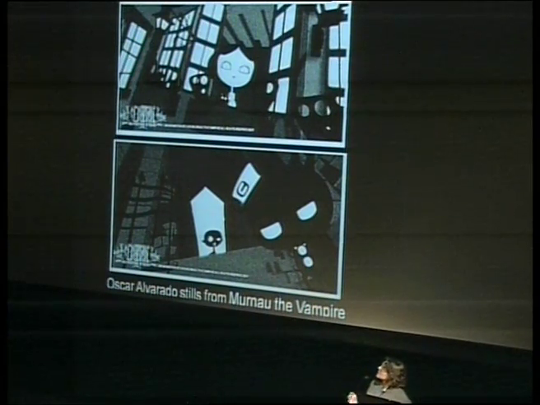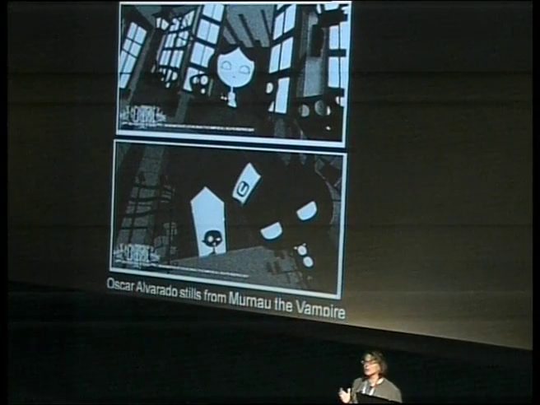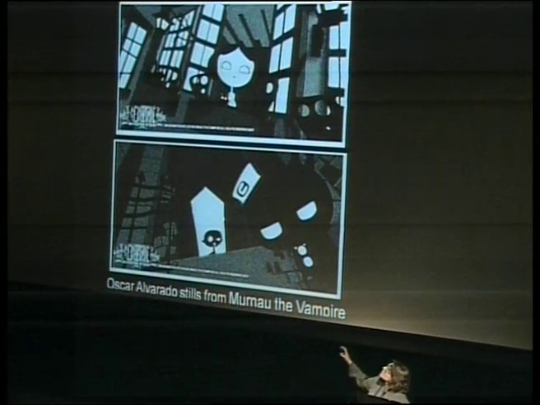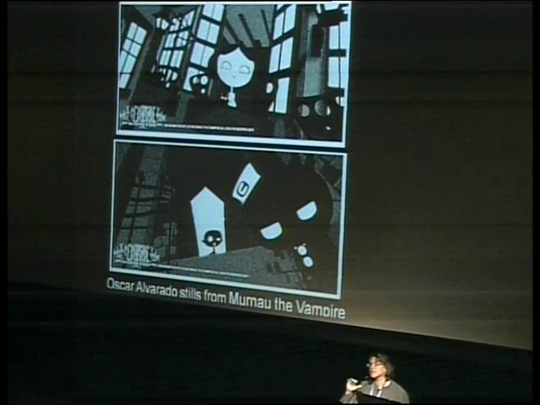So here are a couple of stills from Murnau the Vampire, and that's to make this point that it's not always about this three-dimensional optical illusion. And the reasons for using this kind of style, and I'd say when I look at the individual stills, what I really kind of see is an aquatint etching. I mean, that's the effect.